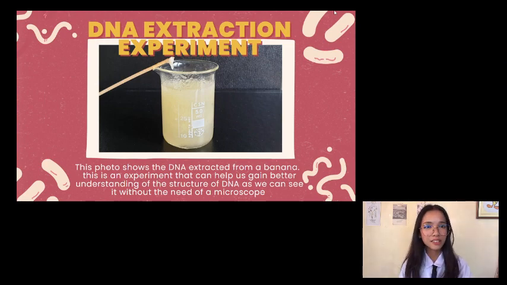The stringy substance that you see is the DNA. It has been removed from the millions and millions of cells that make up the banana. The dishwashing soap helps to break down the cell's outer membrane, and the salt helps to separate the DNA from the other materials in the cell. And because the DNA doesn't dissolve in alcohol, this substance helps the DNA clump together in separate layers.